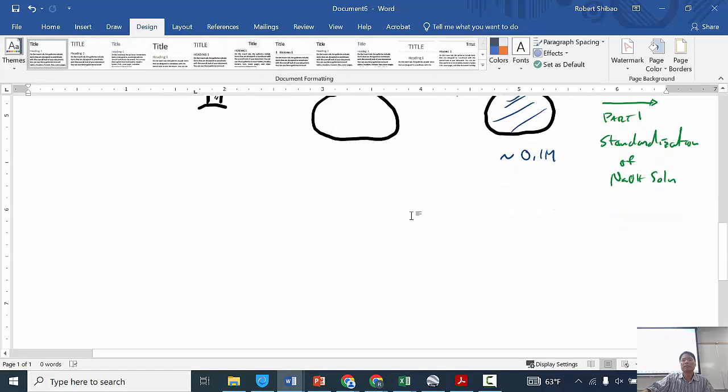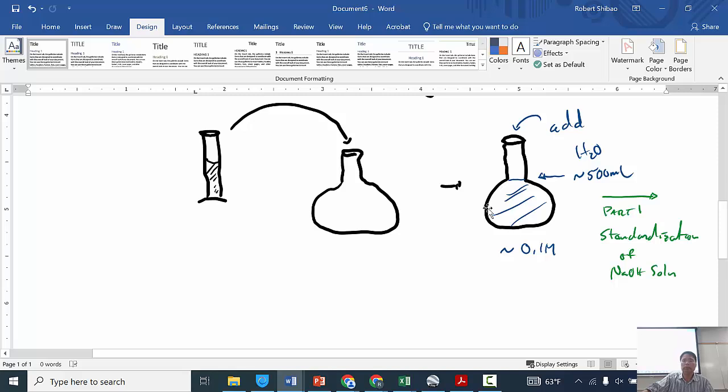So we're going to standardize the sodium hydroxide by titration against the primary standard.